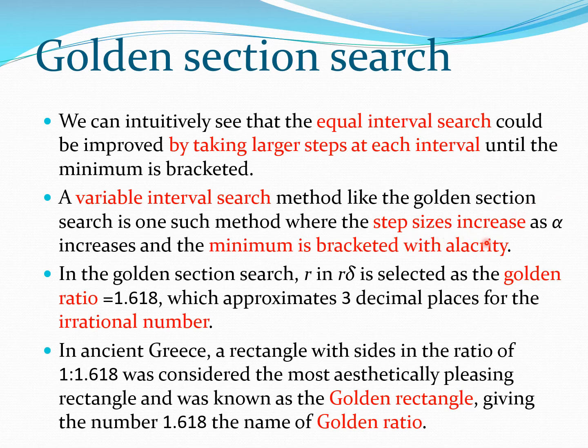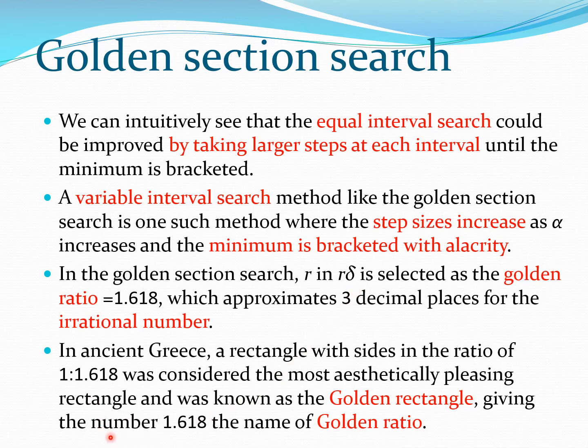Now here the step size keeps going up as you move rightward on the graph, and the minimum point is going to be bracketed in a manner which is much faster than using the classical methods. Now the golden section search is based on a certain number known as the golden ratio, and this number is defined as 1.618, and we will see how this comes across. This is a truncated version of this number to 3 decimal places, because the golden ratio is not a rational number. And we will also see that instead of taking a constant value of delta, we use a value r delta, and this r keeps changing based on the location you are at in your search.